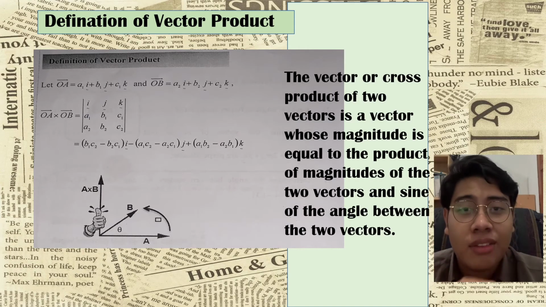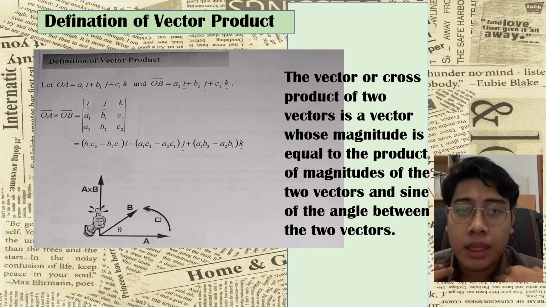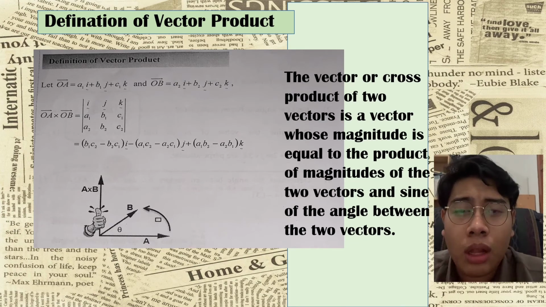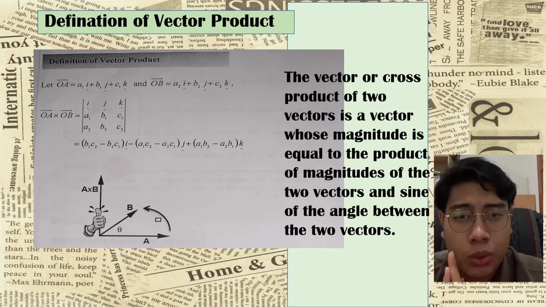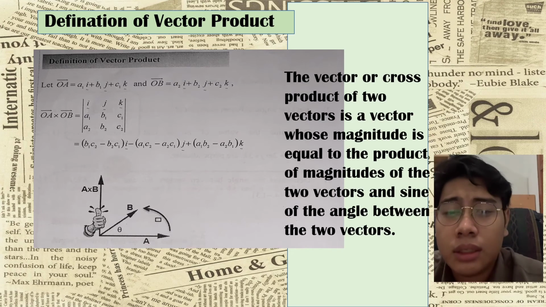This is definition of vector product. The picture from the slide is taken by me. This is the example from the book. So the definition about vector product. The vector product, or we call cross product of two vectors, whose magnitude is equal to product of the magnitude of two vectors and sine of angle between two vectors. So this is the definition of vector product.